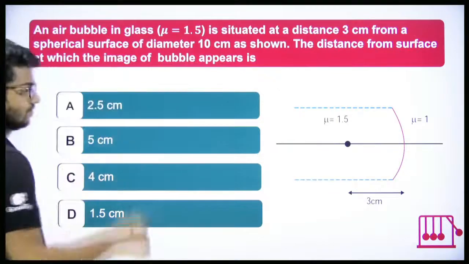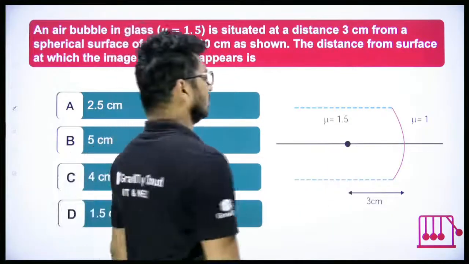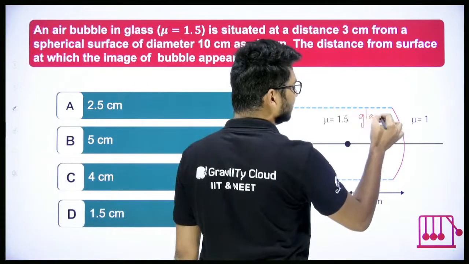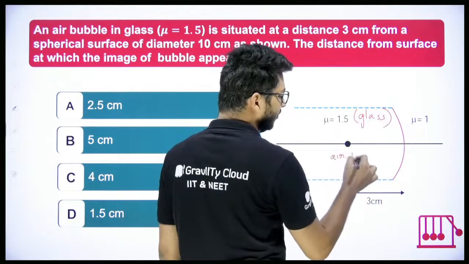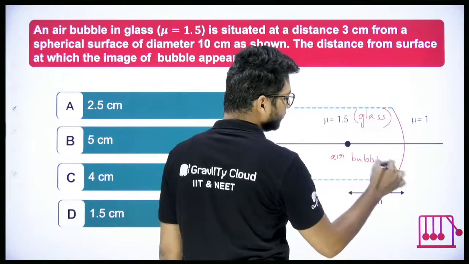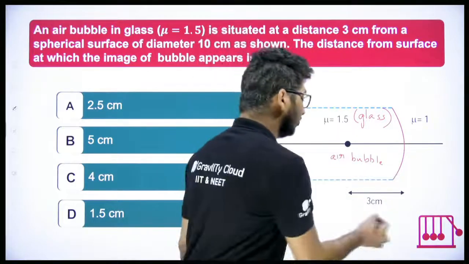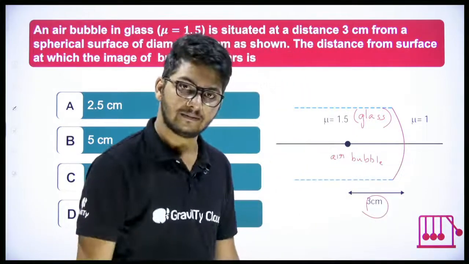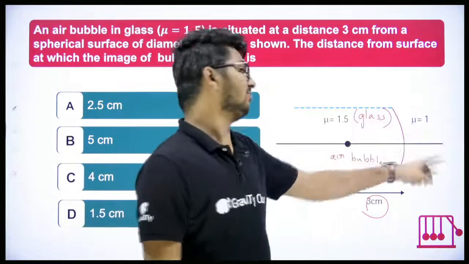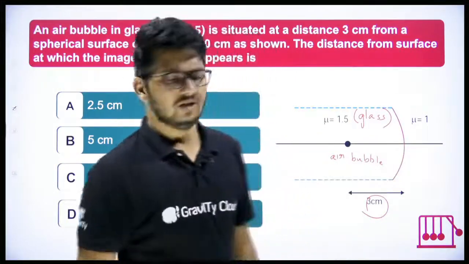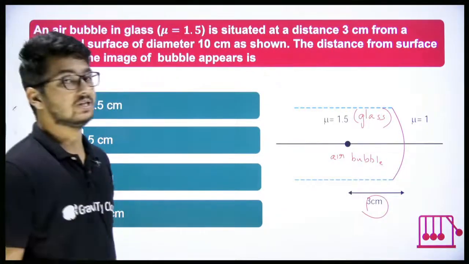Look at the image. This is the spherical surface. This is glass. Refractive index is 1.5. This here is the air bubble, that would be the object in our case. And the distance of the air bubble from the spherical surface is how much? 3 centimeter. Right? And the second medium, this other side, the refractive index is 1. So we have all the given information, and using this we have to find out the image distance.